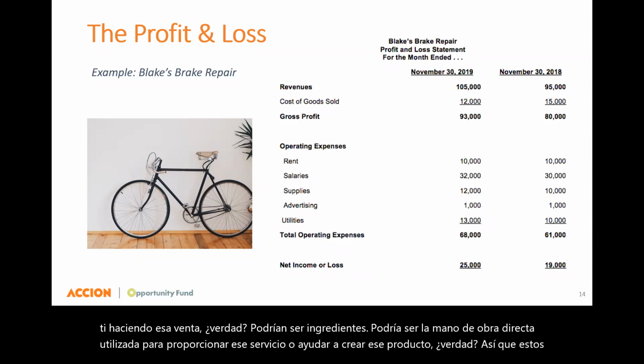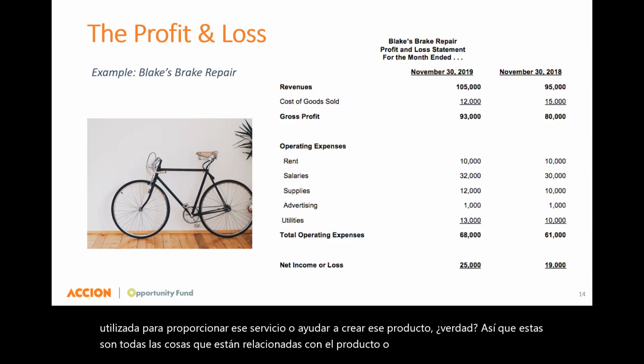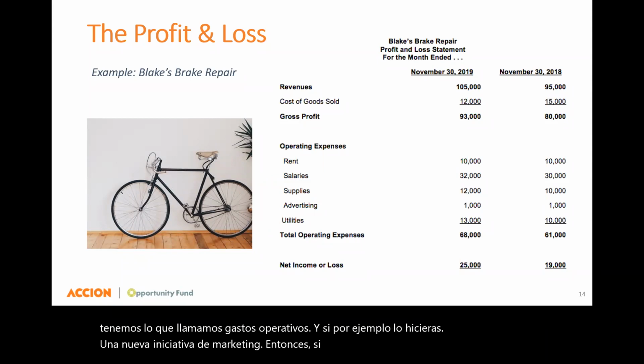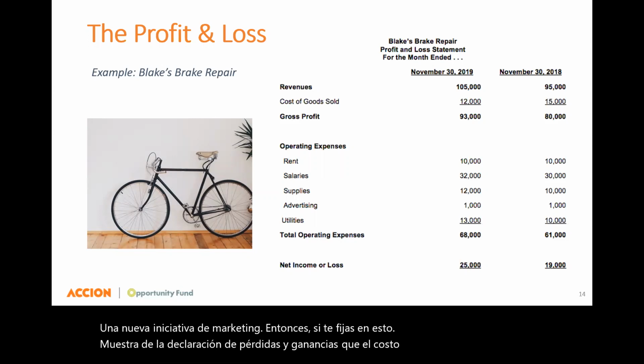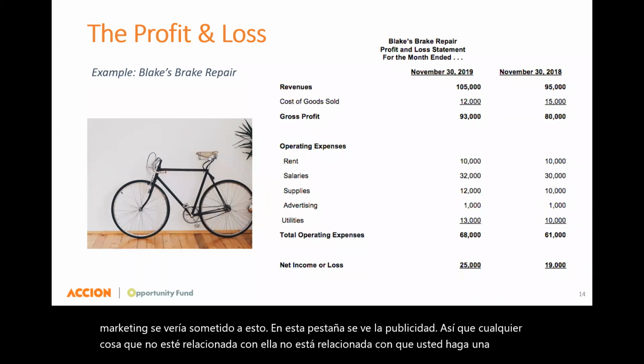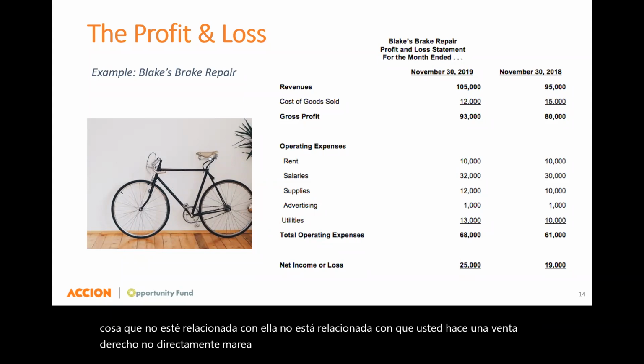So these are all of the things that are related to the product or the service. And outside of that, we have what we call operating expenses. If, for example, you were to do a new marketing initiative, then if you look into this sample profit and loss statement, the cost of that marketing initiative would go under, in this tab, you see advertising. So anything that is not directly tied to the cost of a product or a service would be an operating expense.